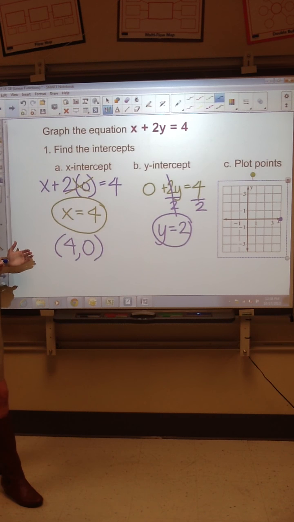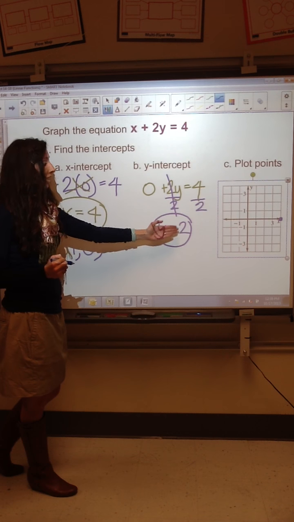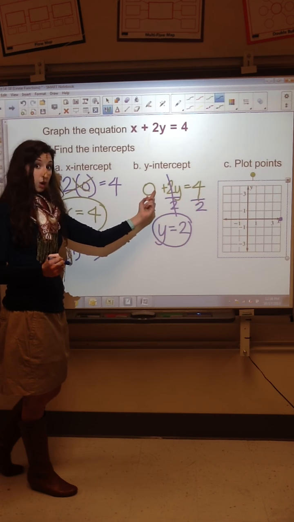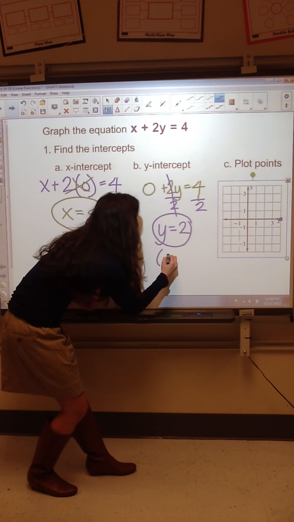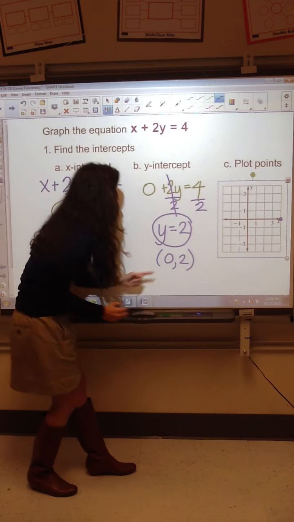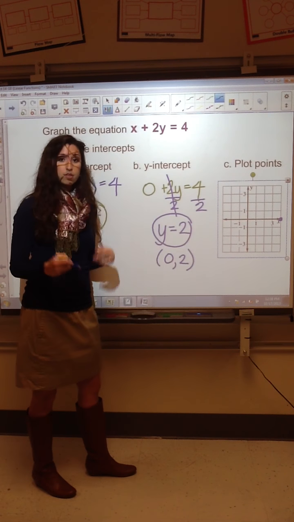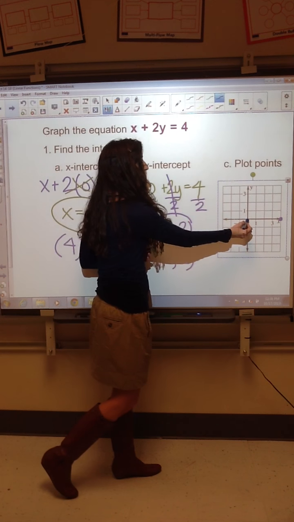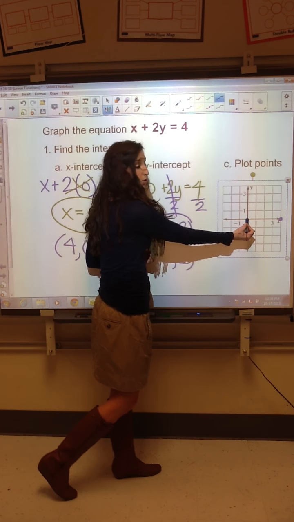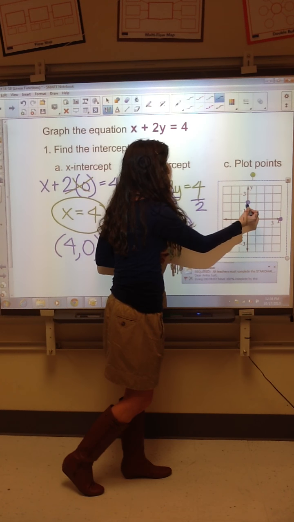I hope so. Okay, then we're going to do the same thing for our y-intercept. When y equals 2, what is x? 0. So we're going to put our point 0, comma 2, because this is my y. Okay, so now I'm going to come over to my graph and I'm going to plot 0 for the x. I'm not moving anywhere on the x-axis. It is 0. And I'm going to go up, because it's positive, up 2.